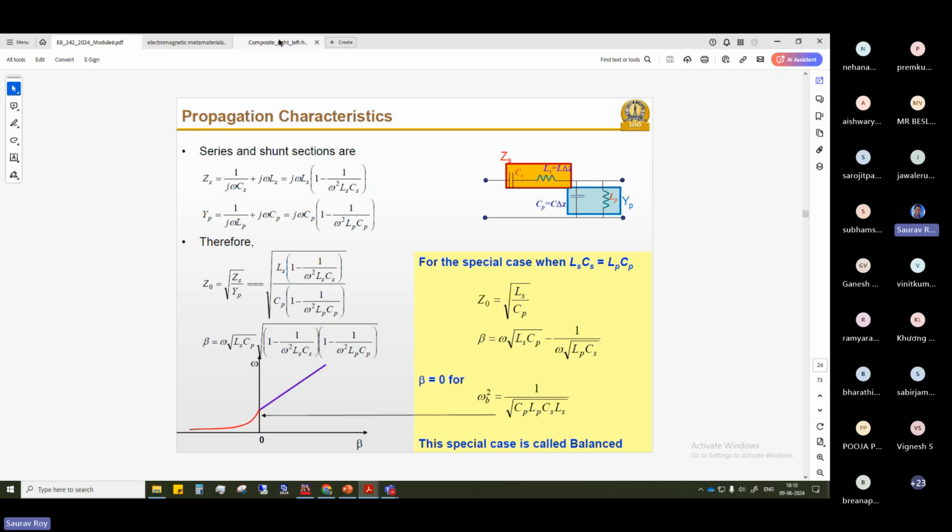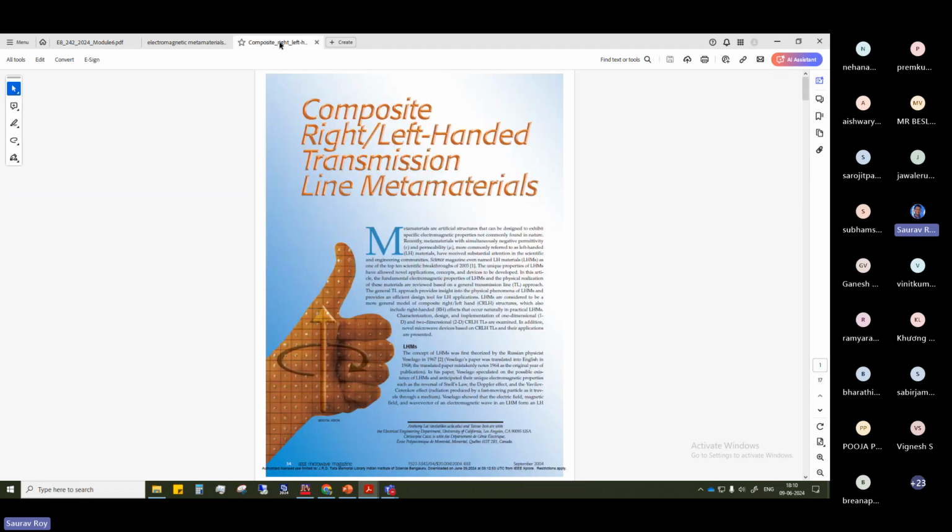Okay, so by the way, this paper explains these things very elaborately. They have explained this theory in this magazine article from IEEE Microwave Magazine, and it shows several examples and how it can be used. So this paper I will share with you. Those who are very interested can go through this.